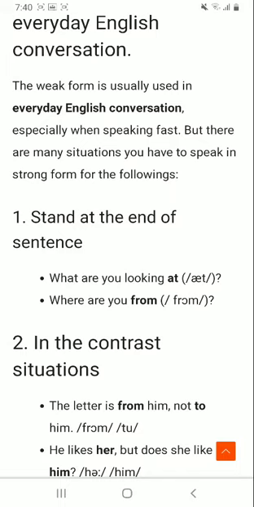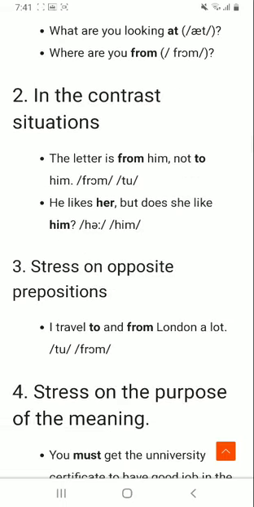What are you looking at? There is a stress on the word "at". Next, where are you from? "I am from" uses the weak form of "from", and "where are you from" uses the stronger form.